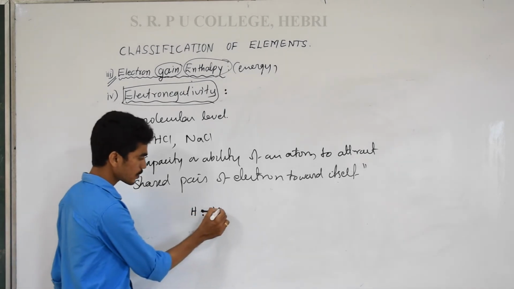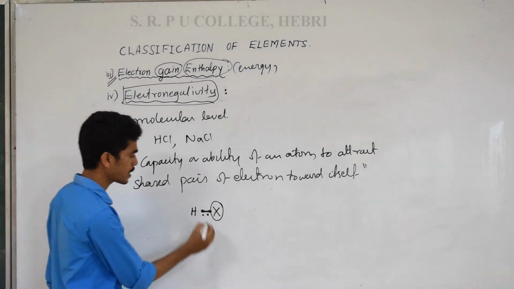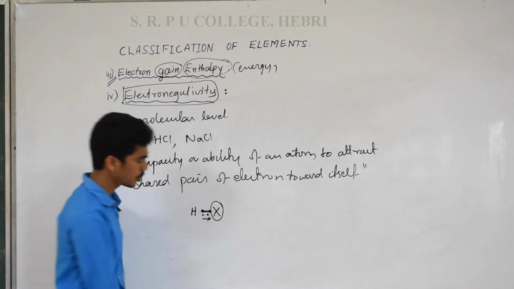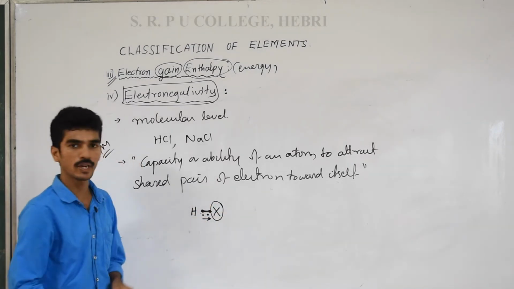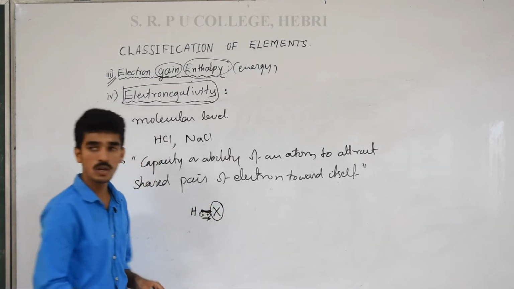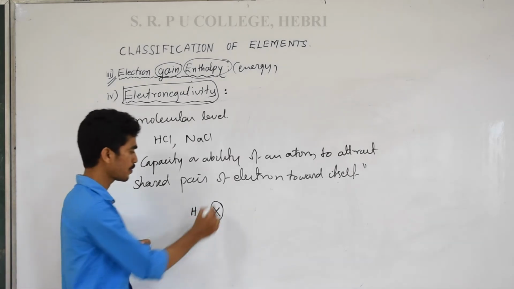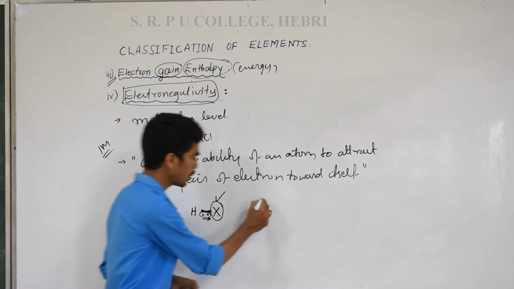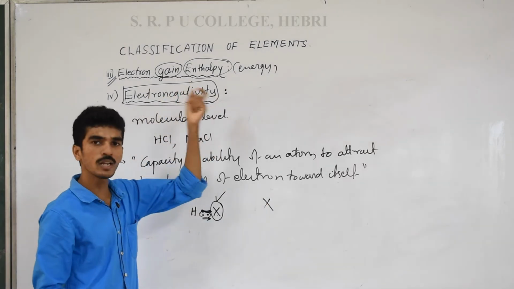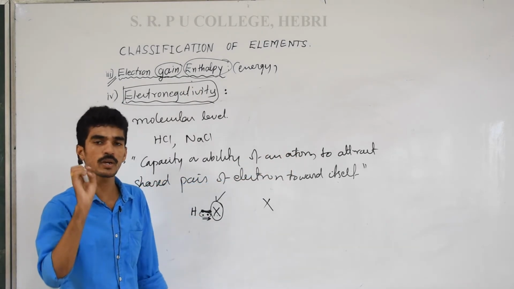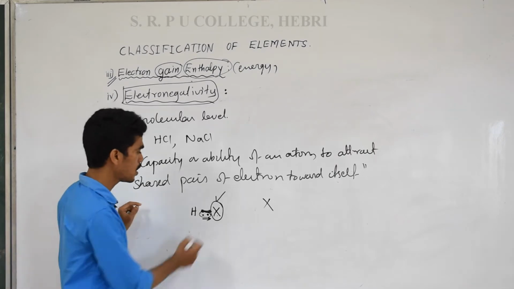Here this atom has the capacity to attract towards itself the shared pair of electrons. The two electrons here will be attracted towards X. That is the capacity of this particular atom. For a single atom you cannot say it directly, but for electron gain enthalpy and ionization enthalpy there should be a particular value. For this there is no particular quantity, it varies with the different elements.